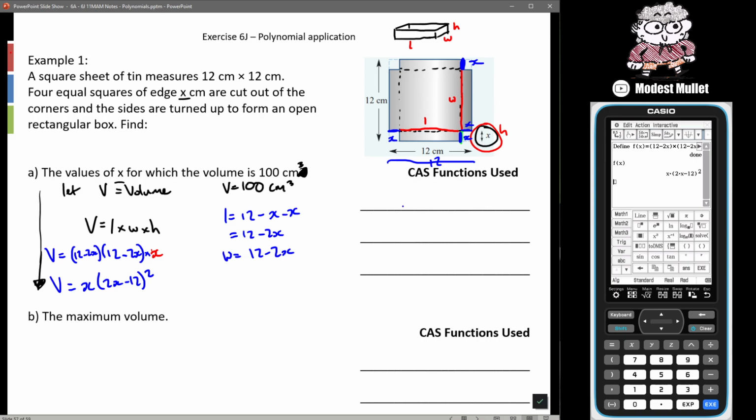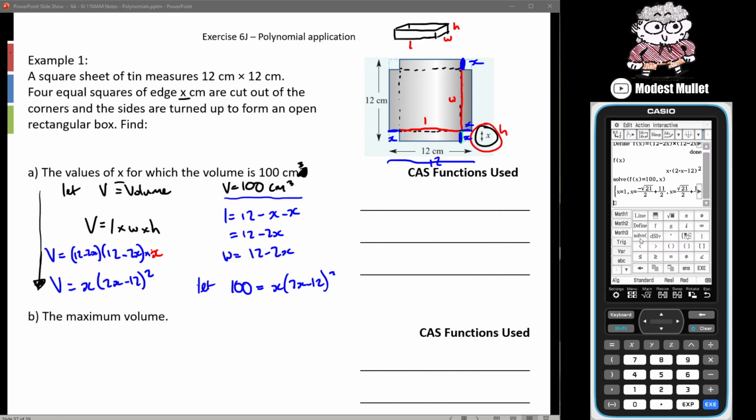So from there, we want to find out what x is when the volume equals 100. So we're just going to let 100 equal to x, 2x minus 12, all squared. So to do that with our CAS, we're trying to solve an equation. So we go back to Math 3, and we're solving, and what we're doing, we're solving f of x in our case is equal to 100, and what are we trying to find at the end of all that? That is x. There we go.